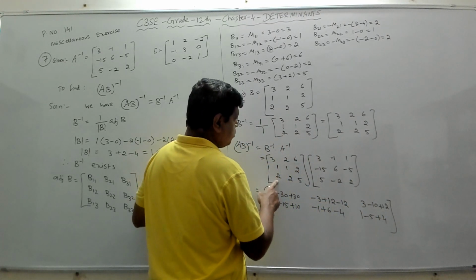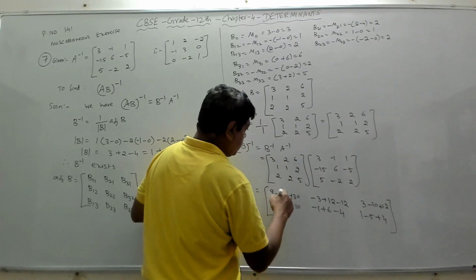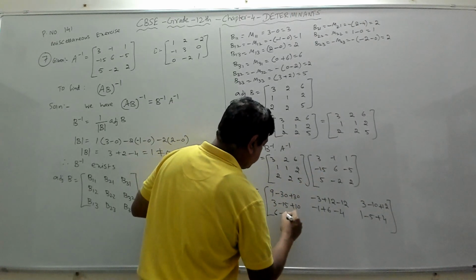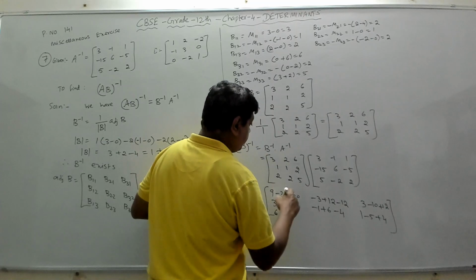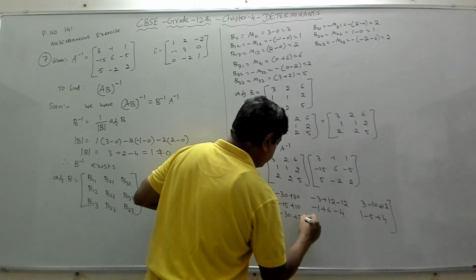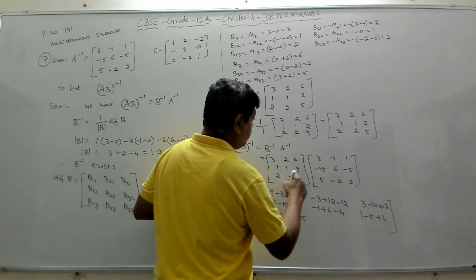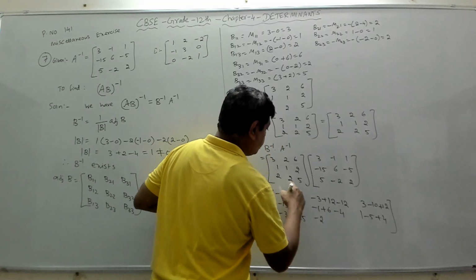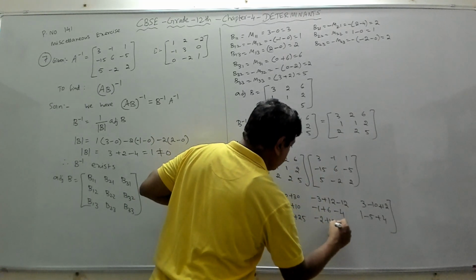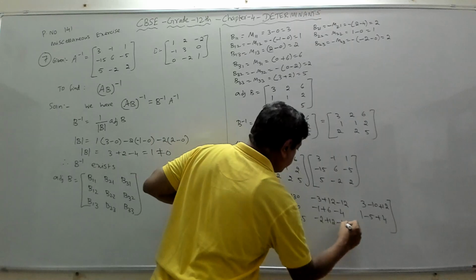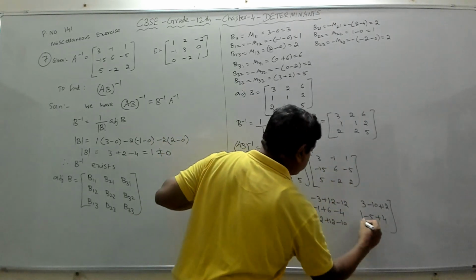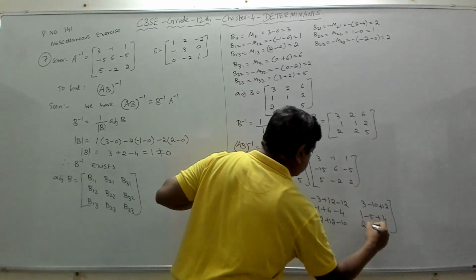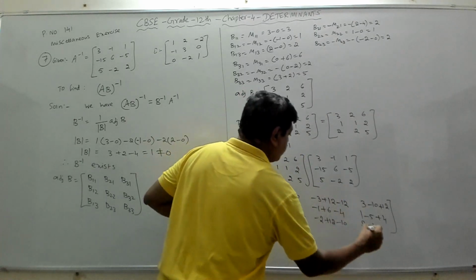Then 2 into 3 is 6. Plus 2 into minus 15 is minus 30. Then 5 into 5 is 25. Then 2 into minus 1 is minus 2. 2 into 6 is 12. 5 times minus 2 is minus 10. And 2 into 1 is 2. Plus 2 into minus 5 is minus 10. 5 into 2 is 10.